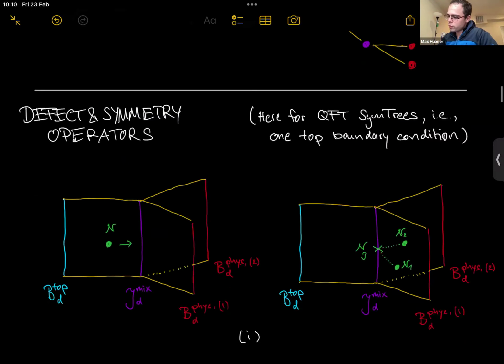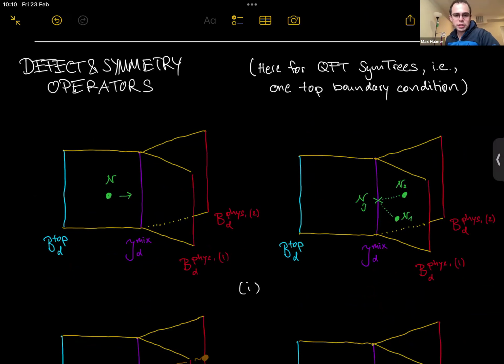Whenever we talk about SymTFTs, there is always a discussion of defect and symmetry operators. Defects typically extend between boundary conditions, and topological operators typically live in the bulk of the sandwich. We can consider very similar situations here. I've drawn some examples; there is basically any configuration that you could come up with. For example, I'm considering here a topological operator n, located purely in the bulk.